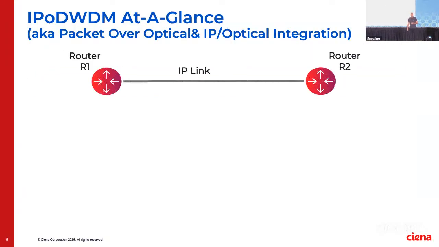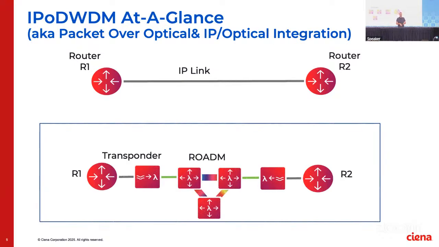So let's start from the very high level. I have two routers connected through an IP link. From the perspective of the router, it doesn't really matter how this IP link is created, whether it goes directly or goes through the photonic and optical. From the router perspective, I have an IP link of 400 gig. As simple as that. It's very simple.